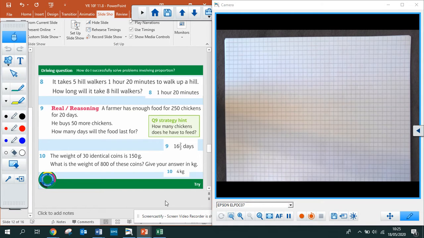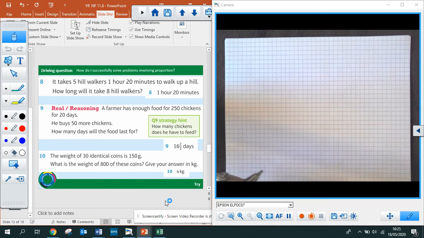Well, just because there's more walkers, it doesn't mean it's going to take any less time to walk there, okay? The speed hasn't changed, anything like that. There's just more people along for the walk. So it's still going to take 1 hour and 20 minutes. Okay, so that was one that you did have to consider and think about carefully.